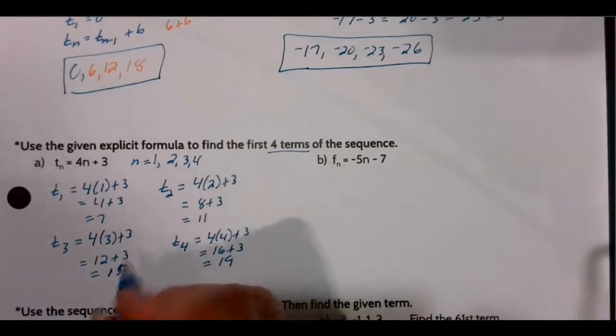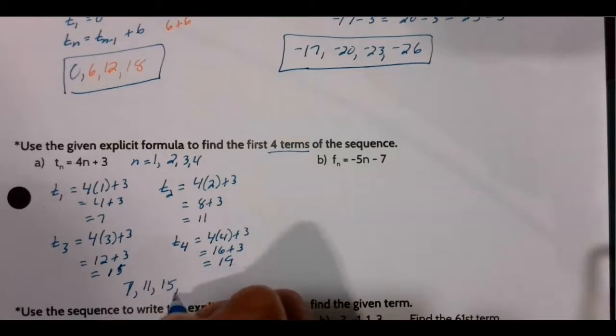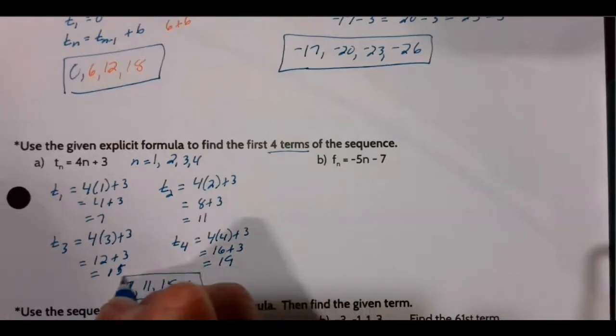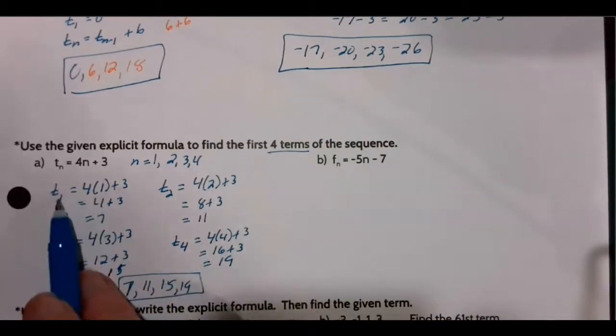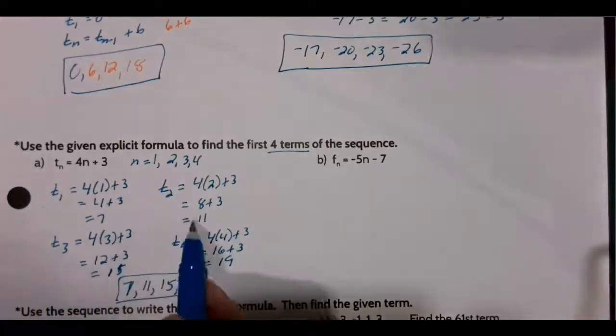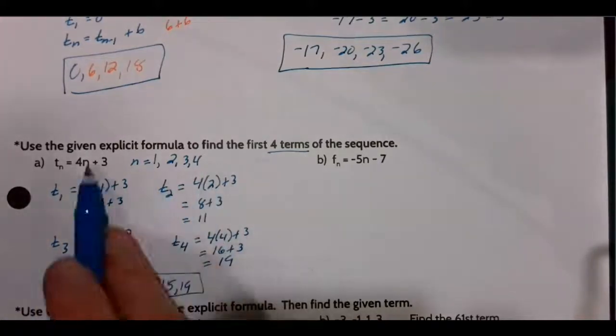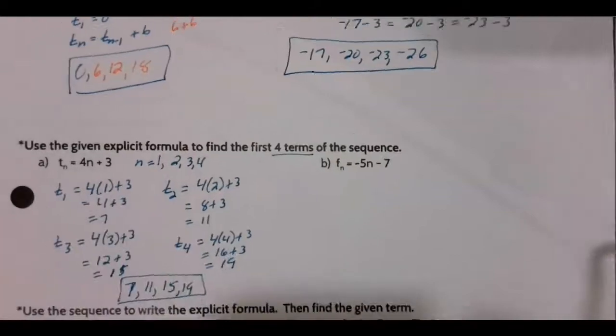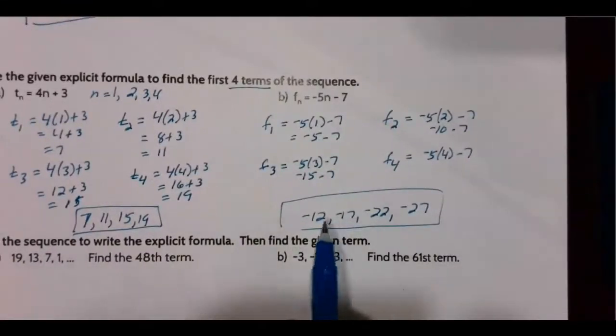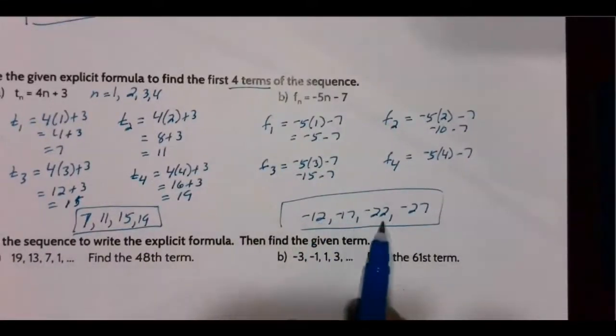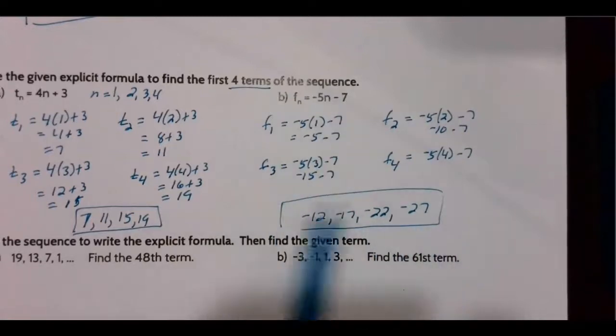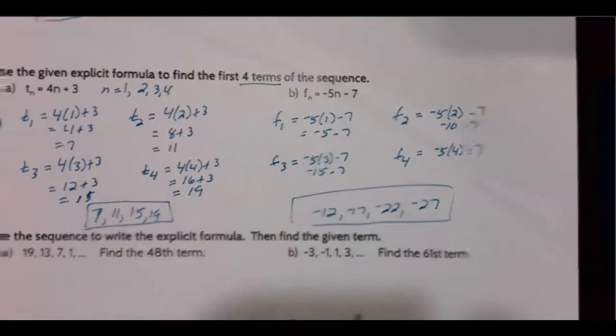So my first 4 terms are 7, 11, 15, and 19. Those are my first 4 terms. And notice all I did is I found that particular term and I just plugged that in for n. So now you're going to try this one. Go. So hopefully you got negative 12, negative 17, negative 22, and negative 27. I showed my work except for the final answer if you want to see it.